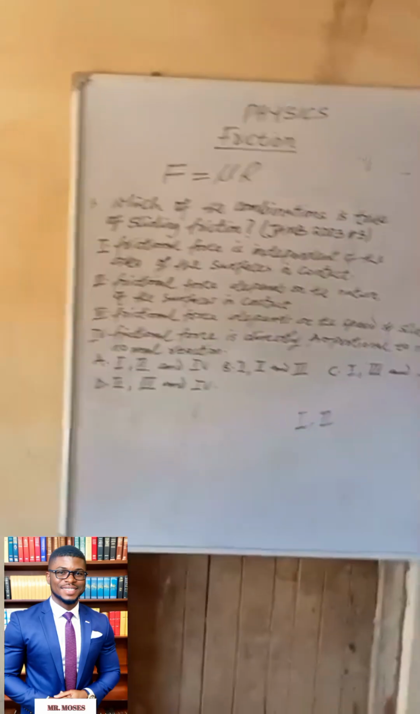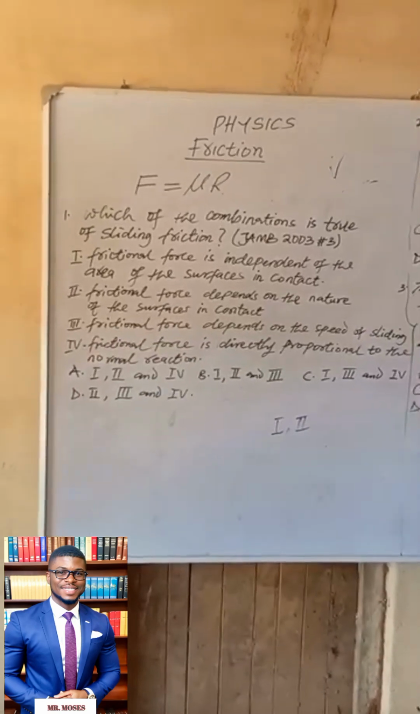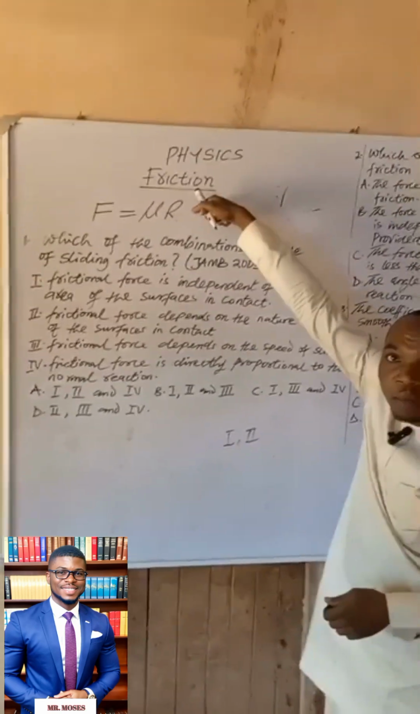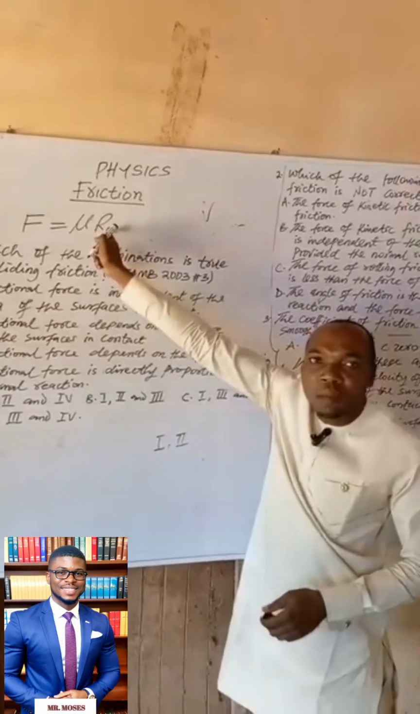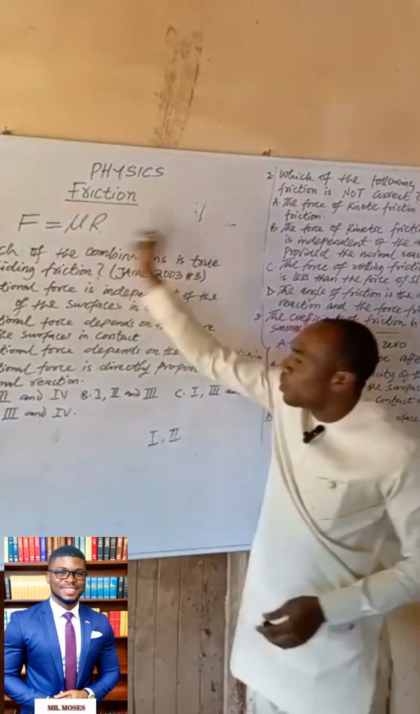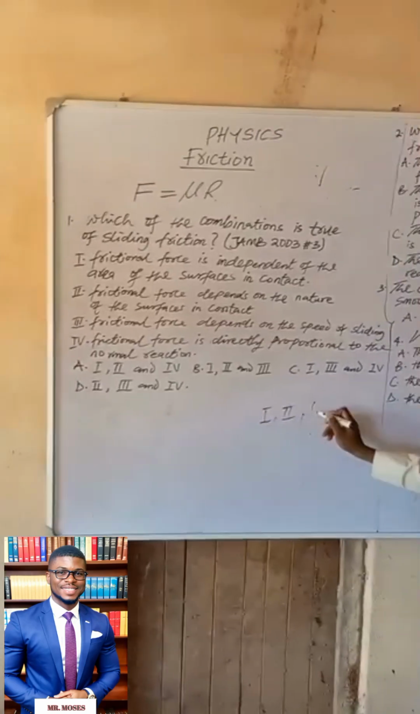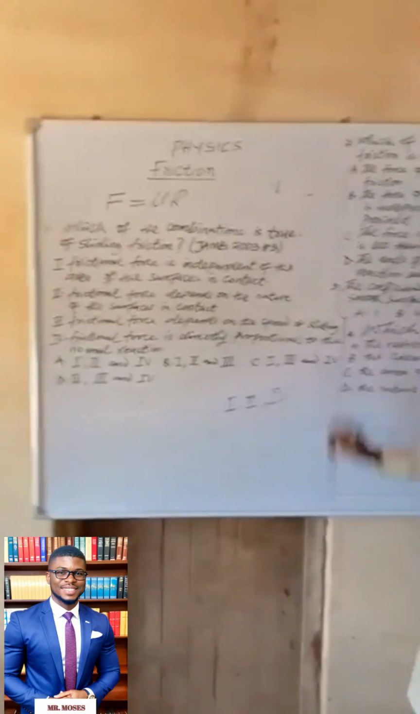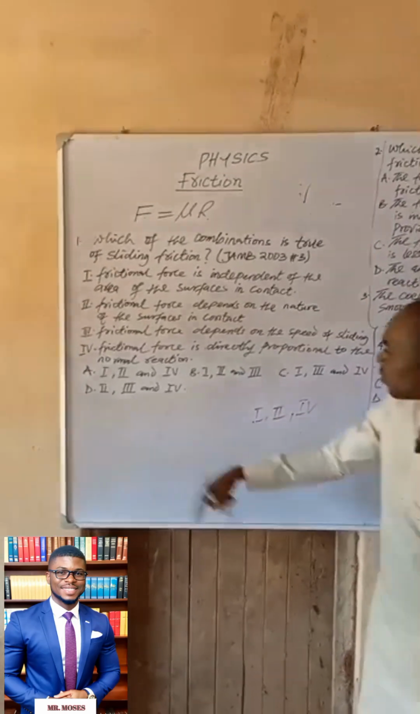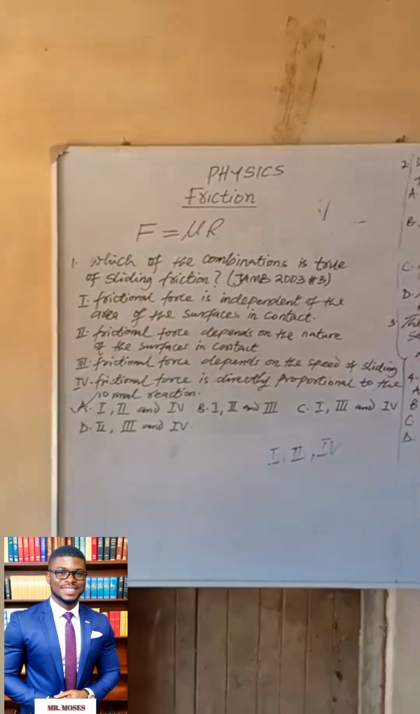Now, 4 says frictional force is directly proportional to the normal reaction. That's R in the formula. So frictional force depends on the normal reaction. Frictional force is directly proportional to the normal reaction. So we equally take 4 as a true statement. So the correct answer now is 1, 2, 4. That's option A, the correct answer.